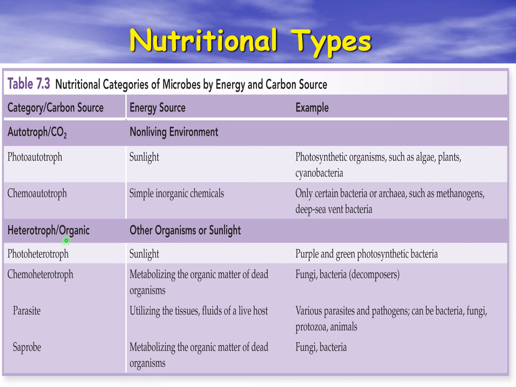However, if you use an organic compound for your carbon source, and you use organic material for your energy, then we're going to refer to you as a chemoheterotroph. And this would include many of our fungi and bacteria, but we can also break down the chemoheterotrophs into this. If you utilize living tissues as your source of your organic compounds for energy, we call you a parasite. If you metabolize the organic matter of dead organisms, then you're a saprophage.